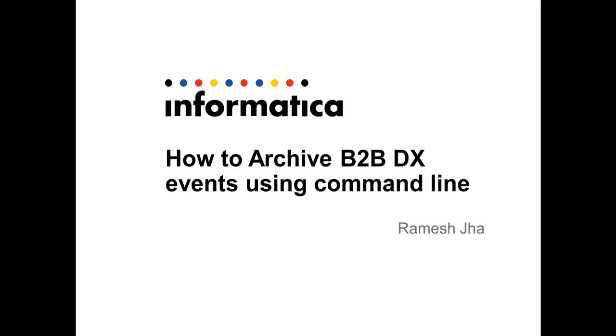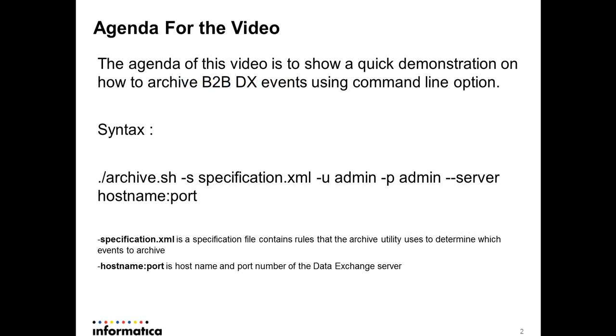This video is about to show you how to archive B2B DX events using command line. The way we do archiving for the DX events can be done through two ways. One, you do it through a data archiving accelerator, which is using ILM, and the other way is to do it through command line option. So this video is about to show you how you do it through a command line option.